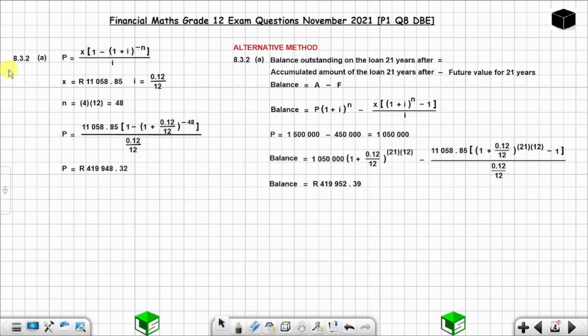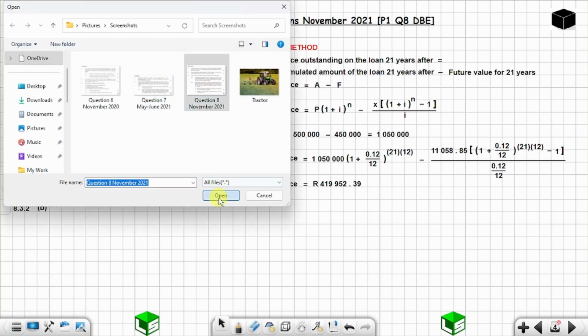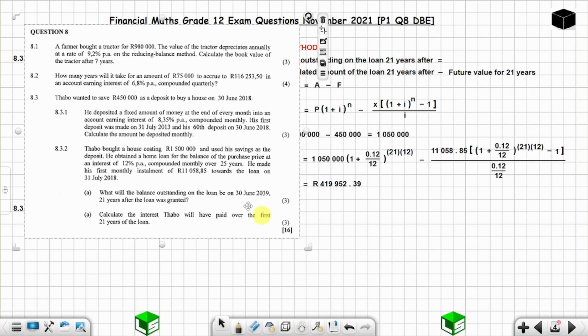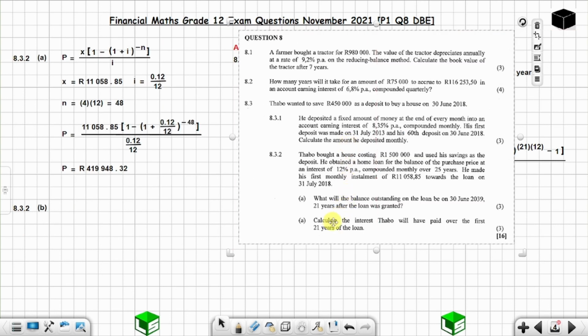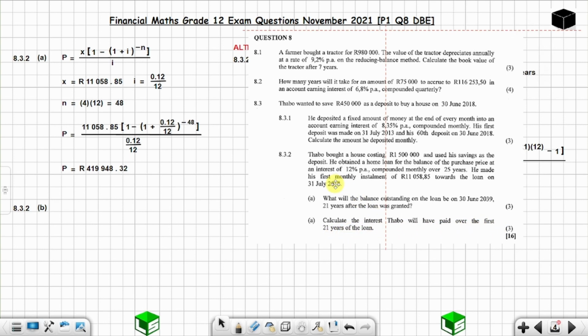Now question 8.3.2b. Let me get the question again. Question 8 from November 2021. Now calculate the interest Thabo will have paid over the first 21 years of the loan. 3 marks. Okay, so this is what you have to know.